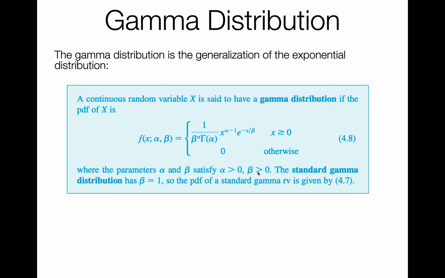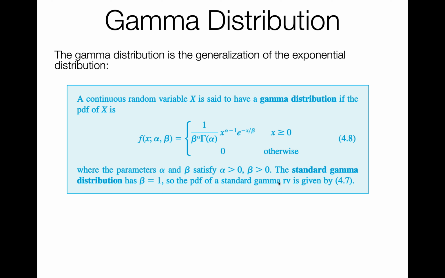So for the normal, we had the mean and the standard deviation. Here we have alpha and beta, which are sort of like shape and scale parameters, but in a sense not. And so we're not going to worry about them at the moment.